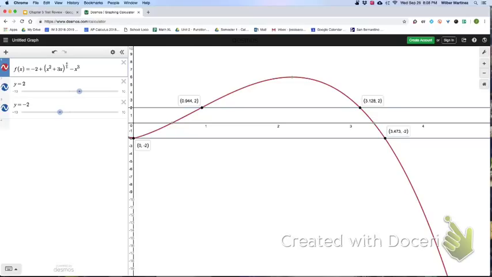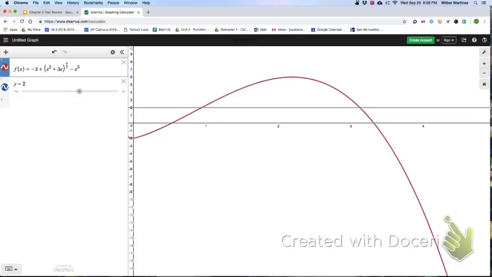I know it takes more time than it does here on Desmos. But that's how you would go through and find these 4 points of intersection. So I'm just going to write them down really quick so that we can put them in our justification. T equals 0, 0.944, 3.128, and 3.473. Alright. By the way, I did say there were 2 ways to do this.